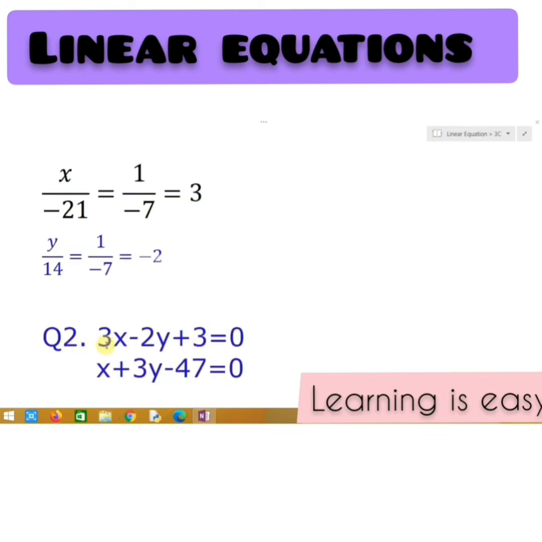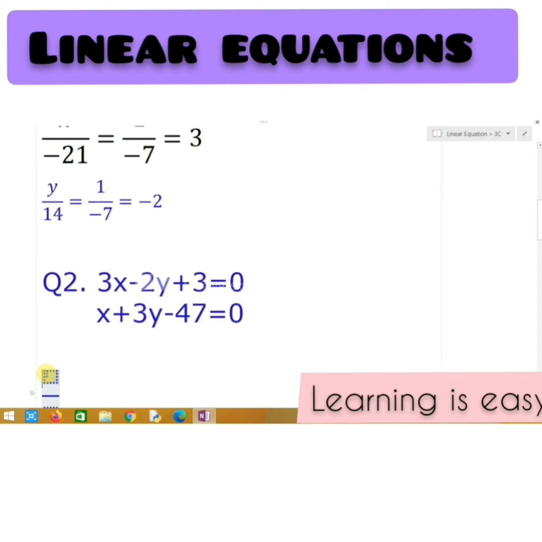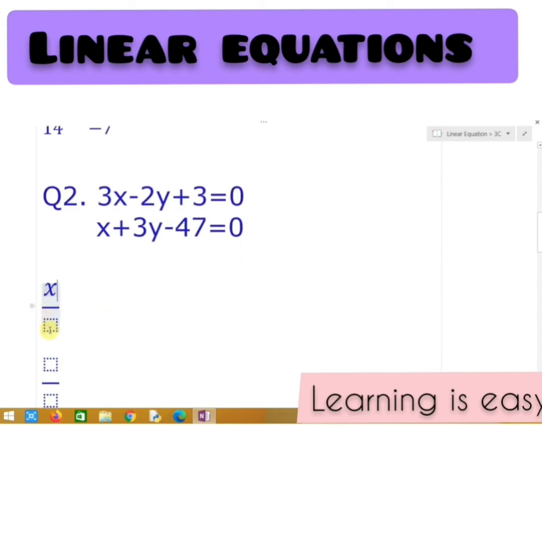Question 2. Again, two linear equations are given. So applying the same way for x, coefficient of y and constant, and the difference of constant and x for y, and the difference of x and y coefficients for the constant. So x by 94 minus 9 equal to y by coefficient of x and the constant.